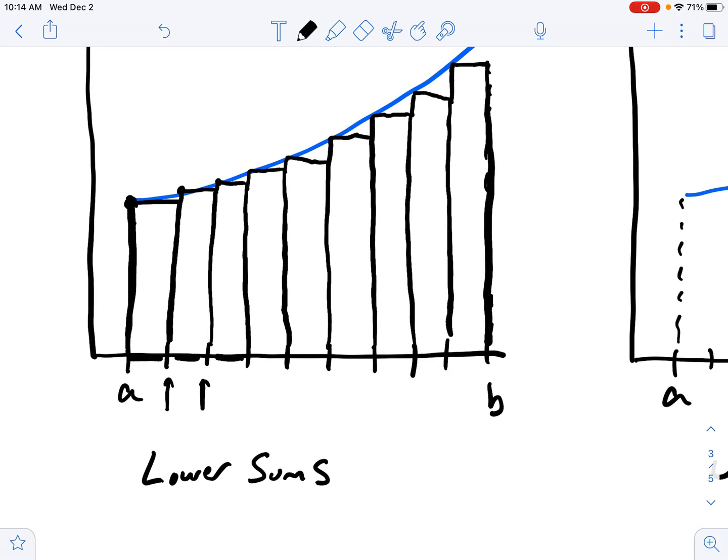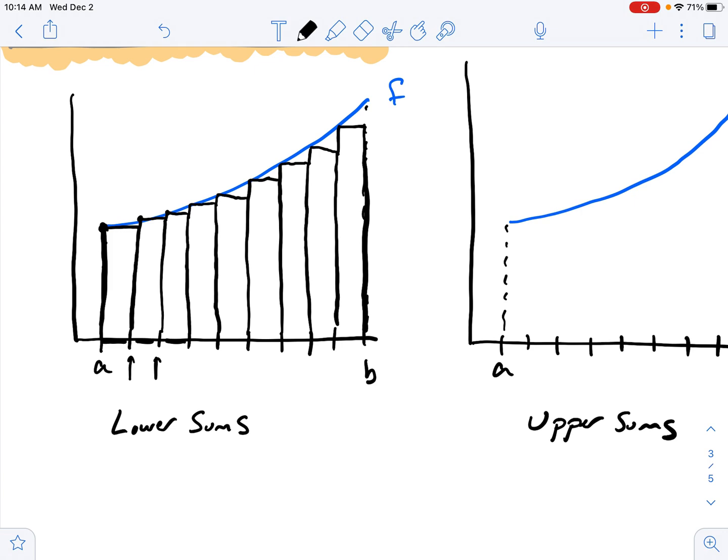Okay? And so now what we would do is we would find the areas of all these rectangles, add it up, and we would have an approximation to the actual area under the curve. Well, one thing you should notice is, what's our approximation compared to the actual area?